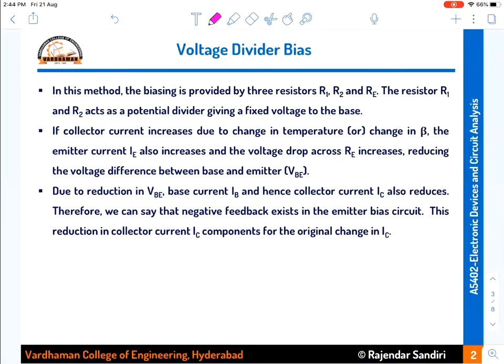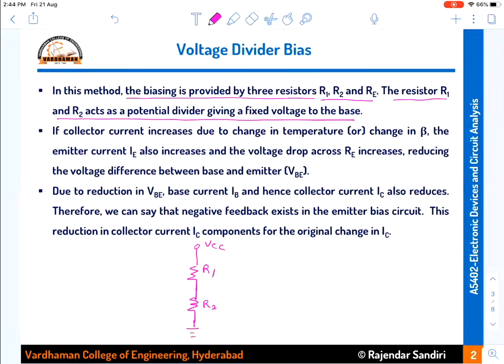In this method, the biasing is provided by three resistors R1, R2 and RE. The resistors R1 and R2 act as a potential divider, giving a fixed voltage to the base. If you see these two resistors, R1 and R2 are connected from the power supply VCC. R1 is connected, then R2 is connected, both in series, and the other end of R2 is connected to the ground. So this is like a voltage divider network.